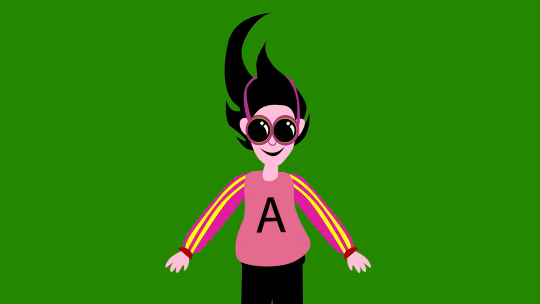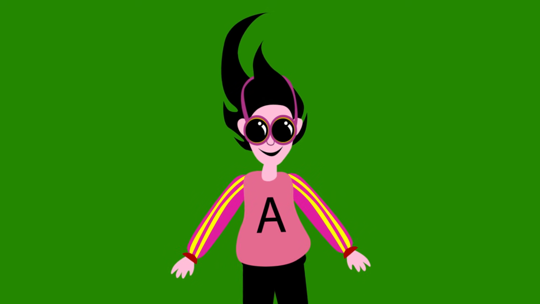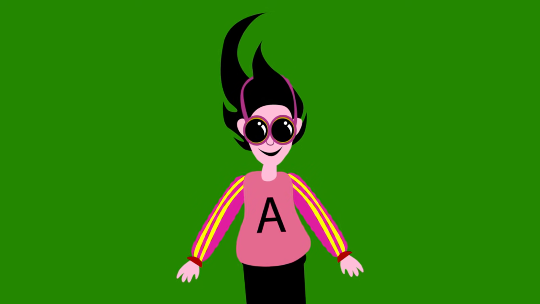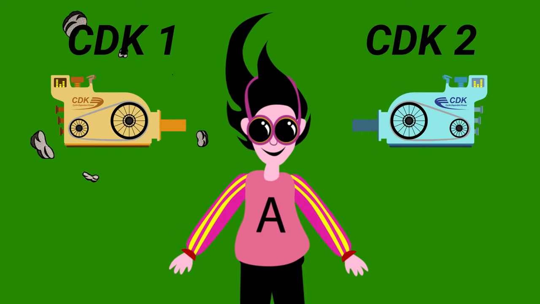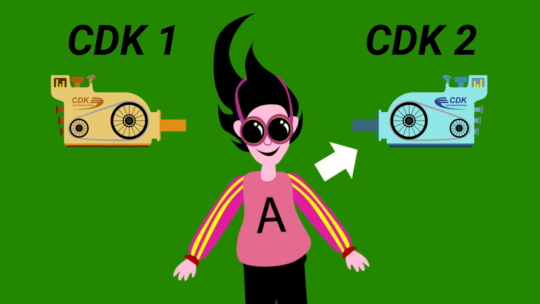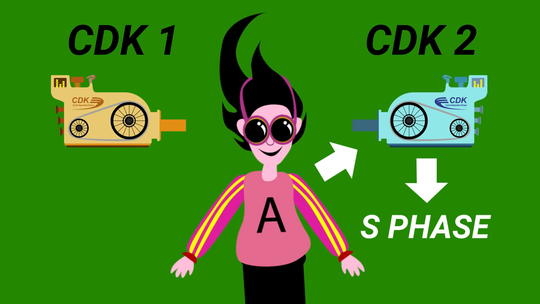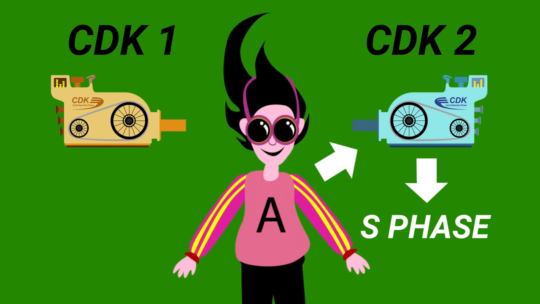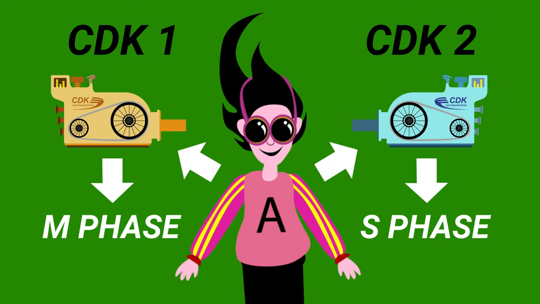Cyclin A is the only cyclin that plays a role in the regulation of two cell cycle stages. It can activate two CDKs, CDK2 and CDK1. When cyclin A forms a complex with CDK2, it allows the cell to progress to S phase. Meanwhile, binding of cyclin A to CDK1 allows entry into M phase.